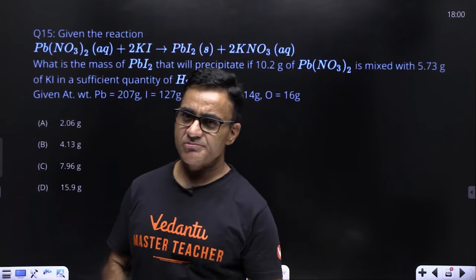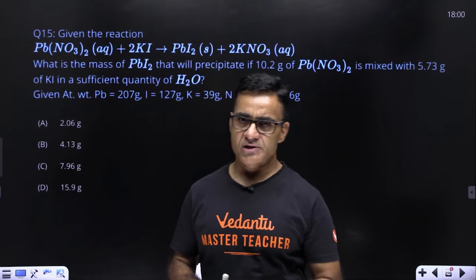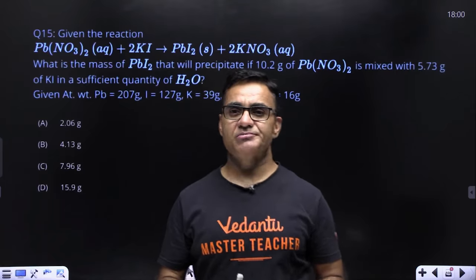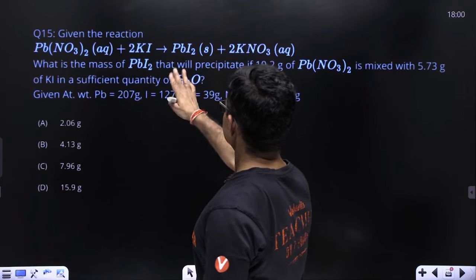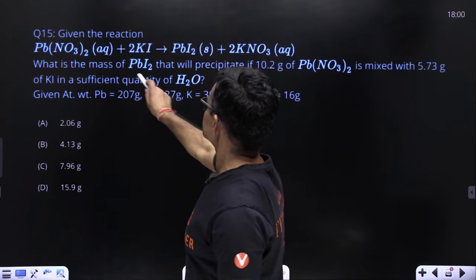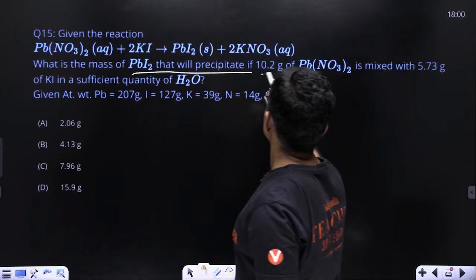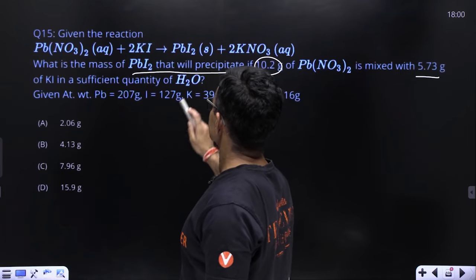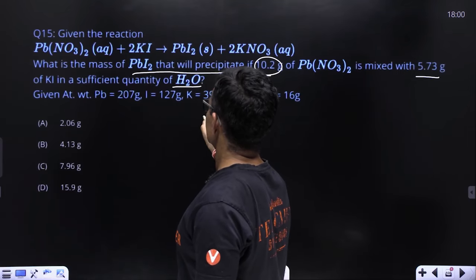This question is again based on stoichiometry of chemical reactions, जहां पे बैलेंस रिएक्शंस की हेल्प से एक कंपाउंड की मोल की हेल्प से दूसरे कंपाउंड का मोल निकालना है। तो लेड नाइट्रेट KI से रिएक्ट करके PbI2 बनाता है। What mass of PbI2 will be precipitated if 10.2 ग्राम of lead nitrate mixed with 5.73 ग्राम of KI in a specific quantity of water?